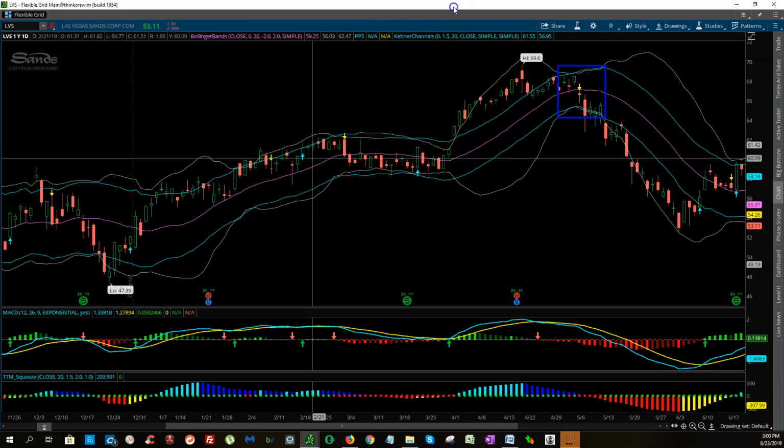And what you're going to notice also when I take off this rectangle and I put on the arrows again, look at how the Bollinger Bands are squeezing inside the Keltner Channels.